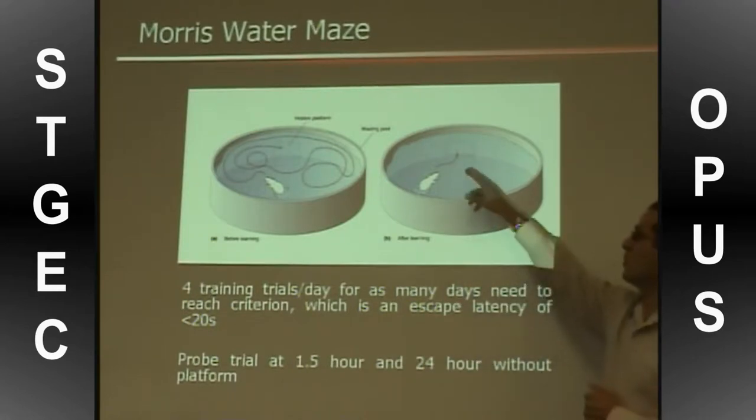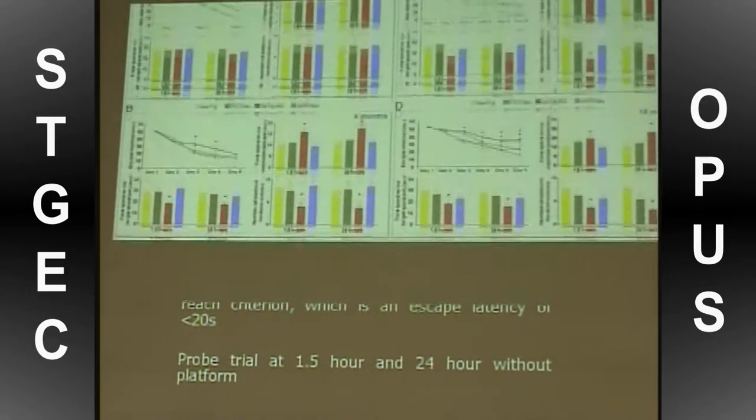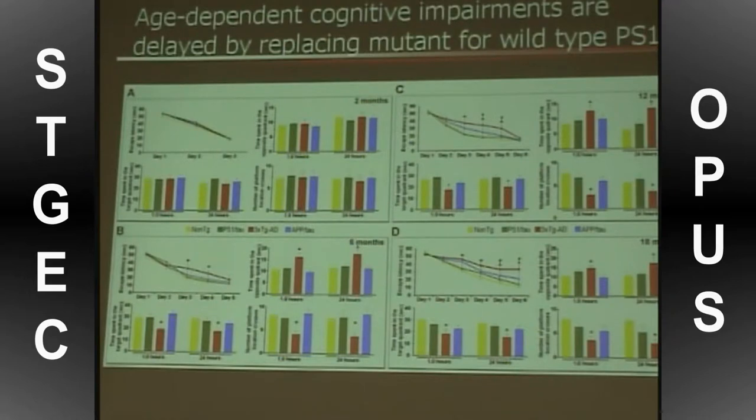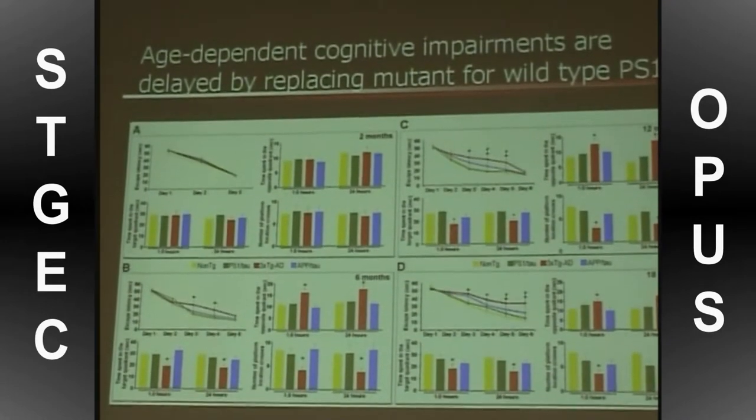Once the mouse finds the platform with an escape latency smaller than 20 seconds, we do the probe trial. So what we do, we remove the platform from the tank, we put the mouse back, and we measure the time the mouse takes to find where the platform location was, how many crossovers we get, or how much time it spends in each quadrant. And this reflects working memory, which is mainly hippocampal memory. So here we did the 4 groups of mice. Panel A just shows 2 months of age.